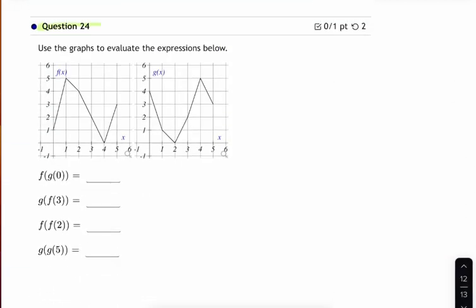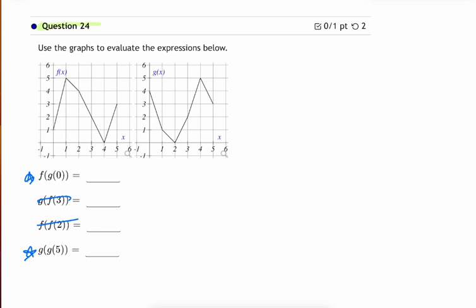The last thing we're going to do is 24. For 24, we're going to use the graphs to find those composition values. Let's just do this one and this one. Actually, let's do that one. Yeah, that should work. Actually, let's do the bottom one. So skip those. Okay. F of g of 0.